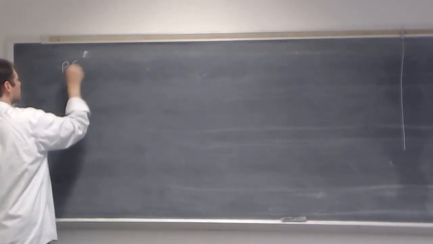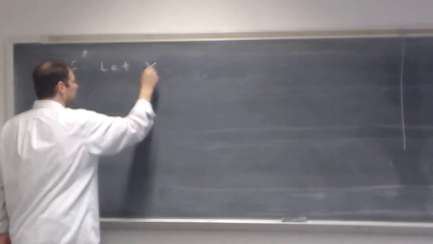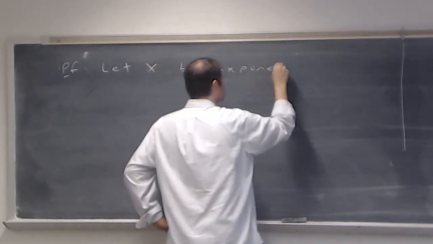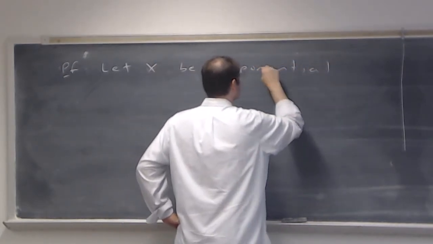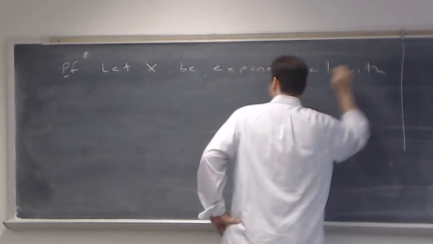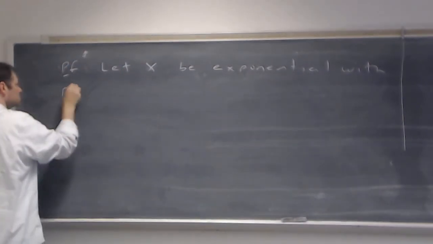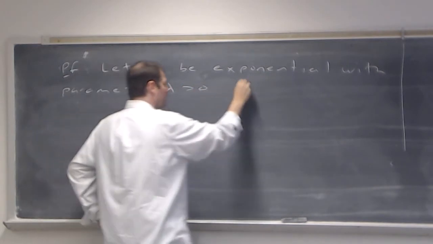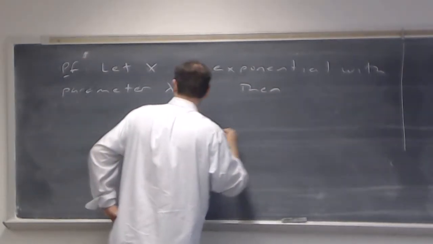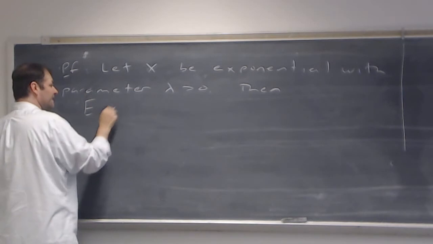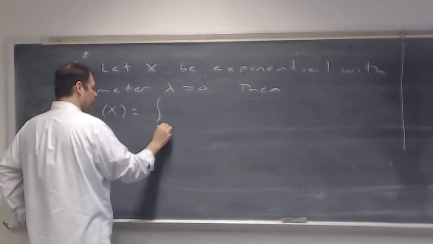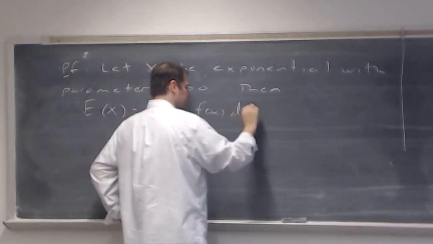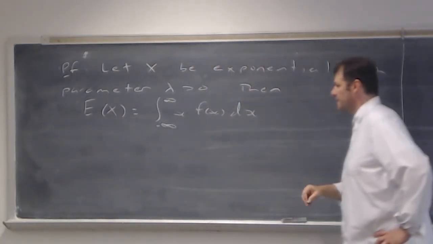Proof. Let X be exponential with parameter lambda greater than 0. Then the expected value of X by definition is equal to the integral from minus infinity to infinity of x times f of x dx, where f of x is the PDF.